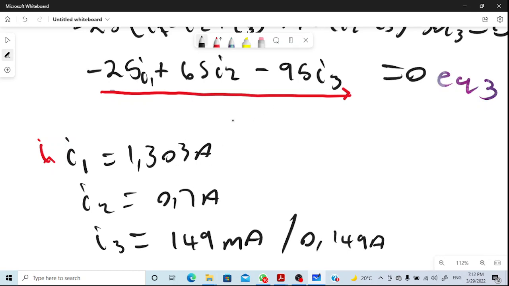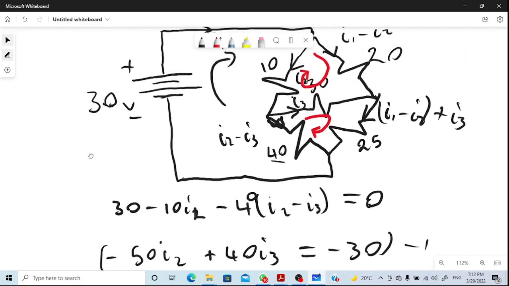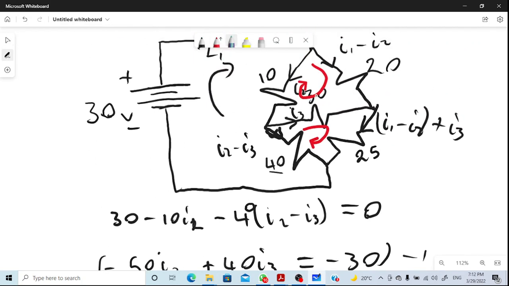so this is the required current, because they said current through the 30 ohm resistor, and I3 is the current through our 30 ohm resistor, not 10 ohm. They wanted the current that passes there.